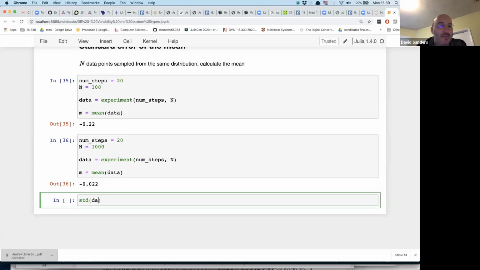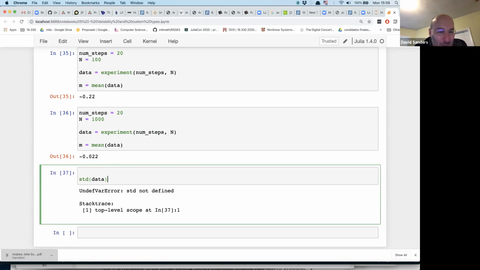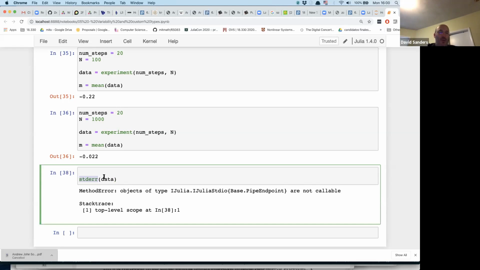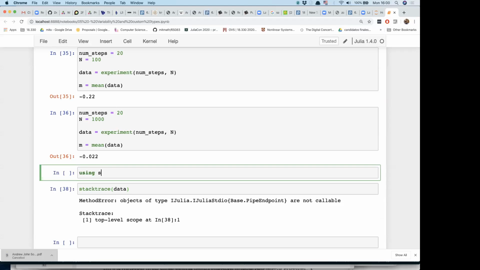Okay, it's not even defined. So maybe I'm wrong. Maybe it's not called that anymore. Anybody know? Stood error? No. I've totally forgotten, I'm totally blanking now on the name of this function. Maybe it's in a different package. Did you load in Statistics? Yeah.